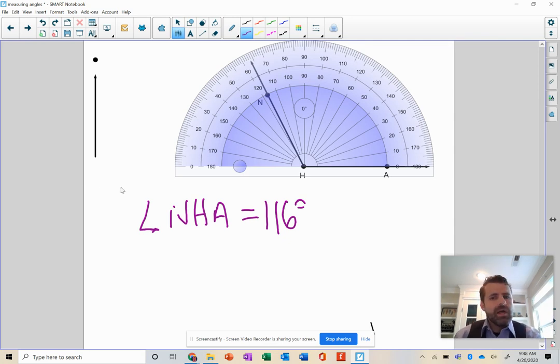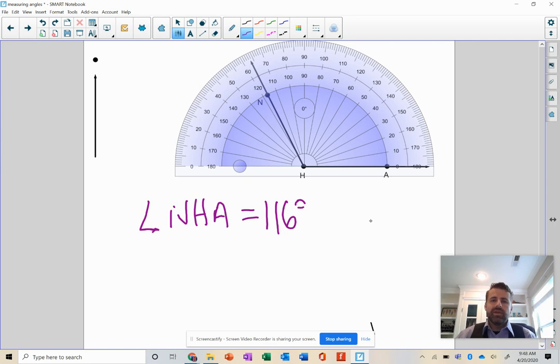Okay, so remember, line it up on the vertex. Make sure that the bottom of your protractor is lined up with one of the 2 rays in your angle. And then figure out which set of numbers to use and use the degree marks to find the exact measurement. And that's all there is to it.